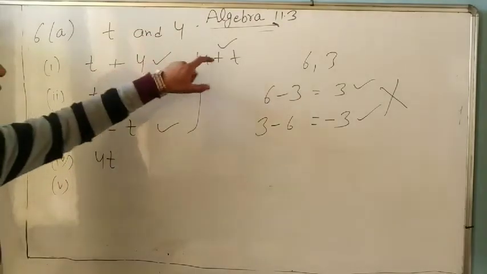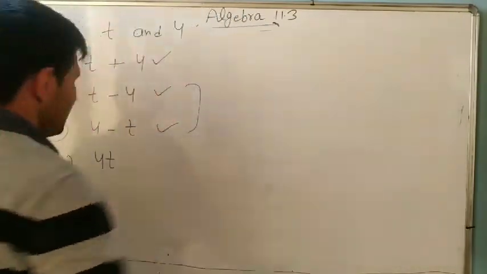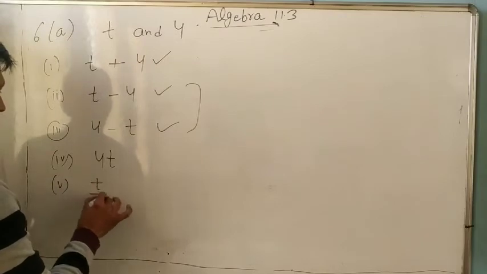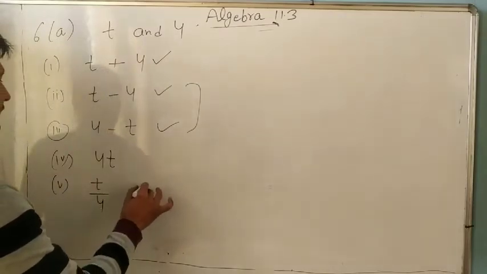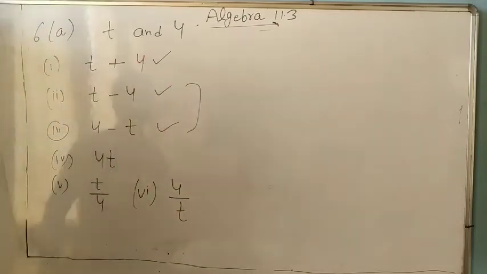But t plus 4 and 4 plus t are always equal. I already told you they are commutative. Next, we can write t divided by 4. Next is 4 divided by t also. So we will write like this.